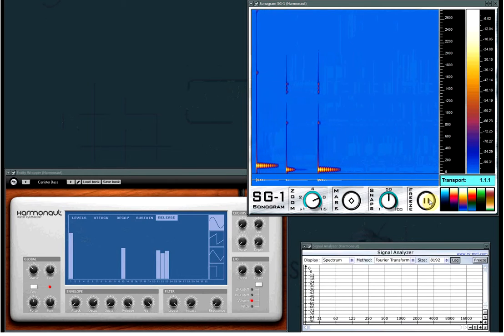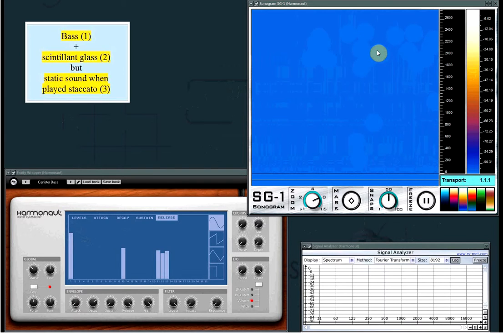The next bass sound should have an impression of, let's say, shimmering or scintillant glass, but with a static sound when played staccato. So, shimmering, scintillant glass and static when played staccato means, for the fundamental bass sound, I use once again a sine wave, and the glass sound is made up from 12 highest but neighboring harmonics.